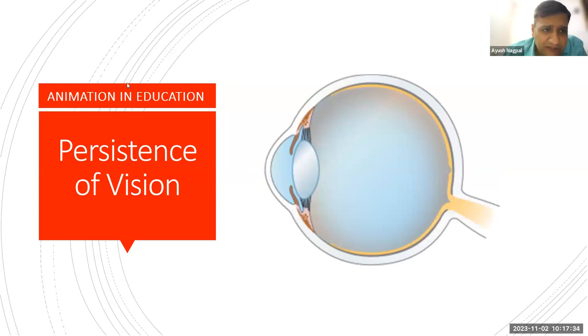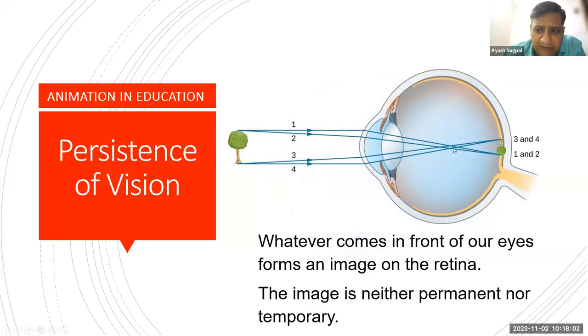As our science students would know, and rest of us also know, this is what our eye looks like. There is a lens here, and there is a screen behind it, which is called the retina. And then there is a nerve, which is going from the retina to the brain. Now whatever comes in front of the eye, it forms an inverted image on the retina. If there's a tree, an inverted small tree gets formed. This image of the tree is taken to the brain. The brain tries to make sense of it, puts it together.